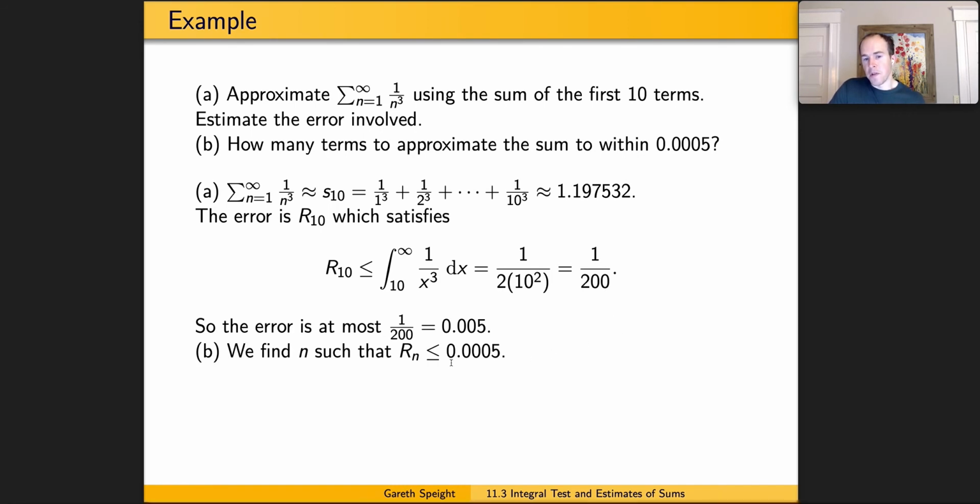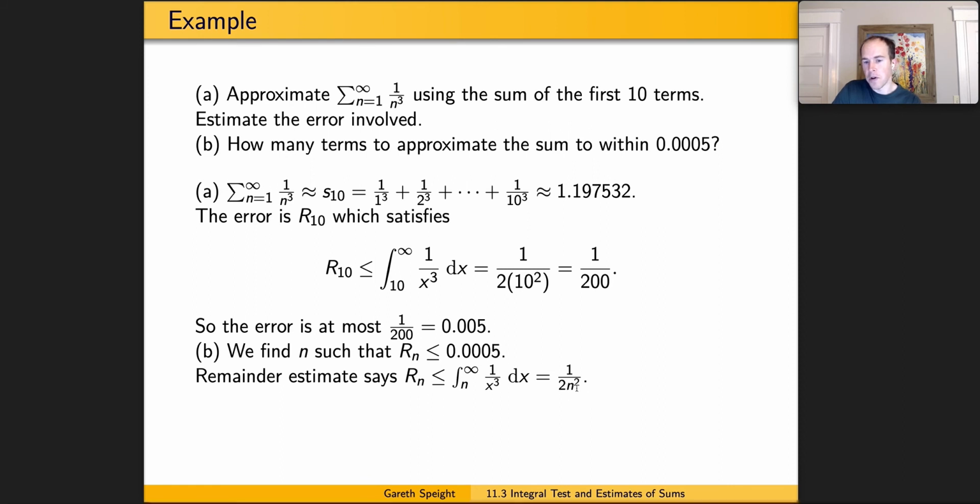In other words, we want to know how large n should be in order to make Rn less than or equal to 0.0005. And there is no way to calculate Rn exactly. So the best we can do is to have Rn less than something, which is itself less than 0.0005. So we know that Rn is always less than the integral from n to infinity of 1 over x cubed, and that's 1 over 2n squared, if you follow the steps to calculate the integral.